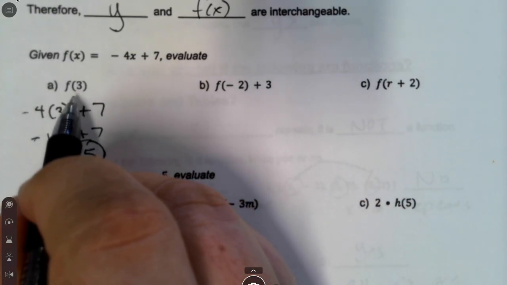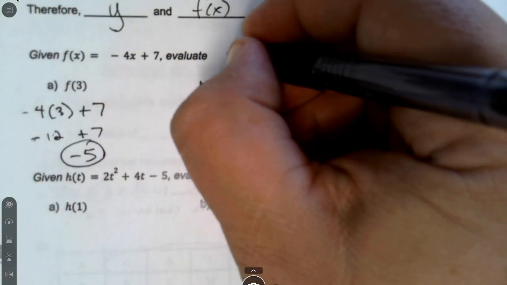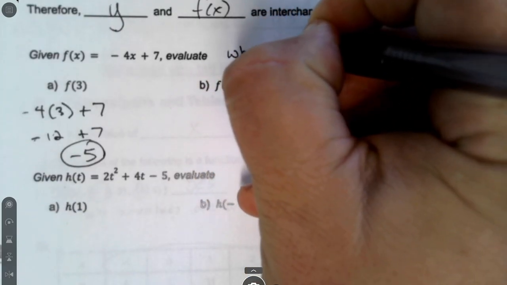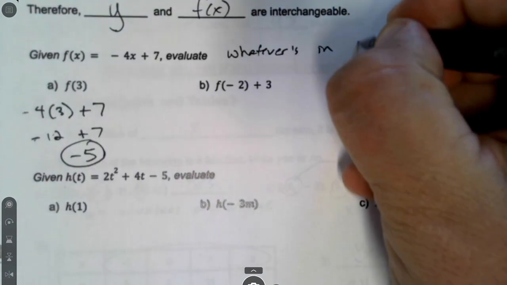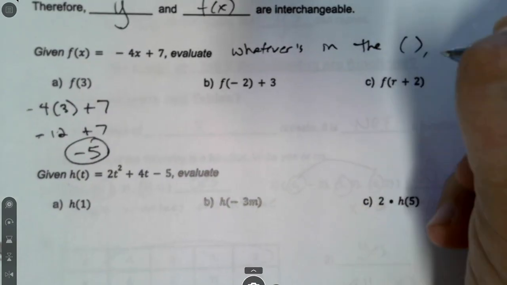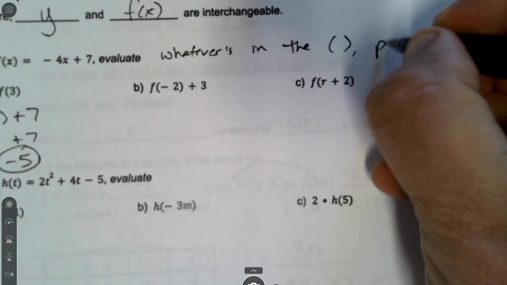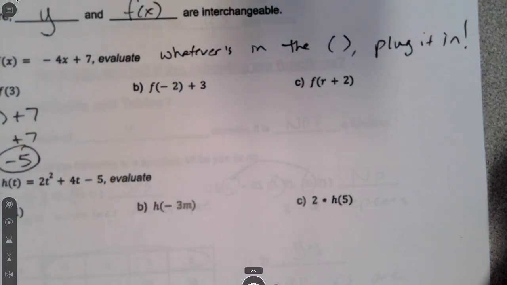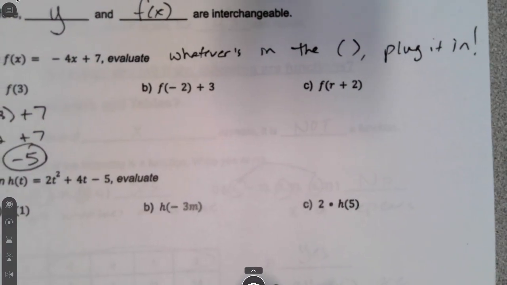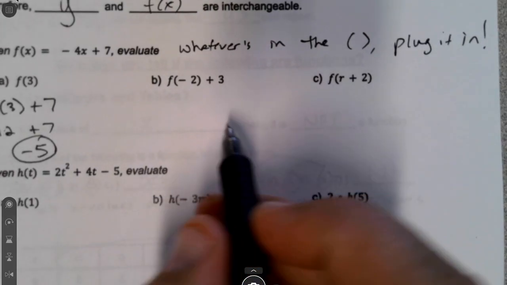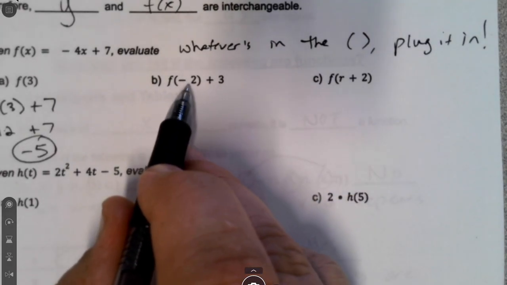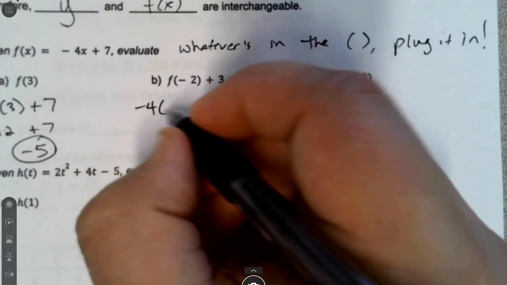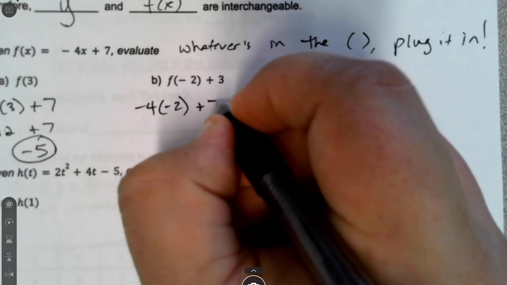So whatever's in parentheses, plug it in for the variable. I'm going to write that down. I think that's worth remembering. Whatever is in the parentheses, plug it in. Okay, so on B, we see what's inside the parentheses is negative 2. So I do negative 4, I replace the x with negative 2, plus 7.